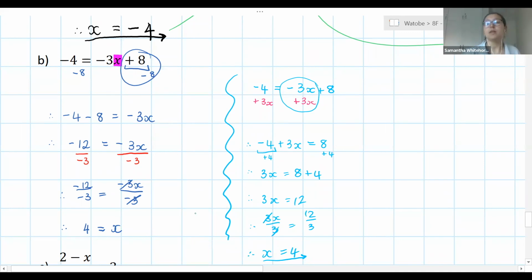That was a terrible line. It really doesn't matter what you want to do, if you want to get all the x's on the left first and then solve, or just keep it on the right. It makes no difference. You will get the same answer as long as you are using your inverse operations.